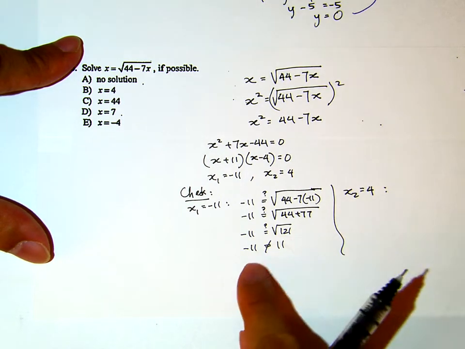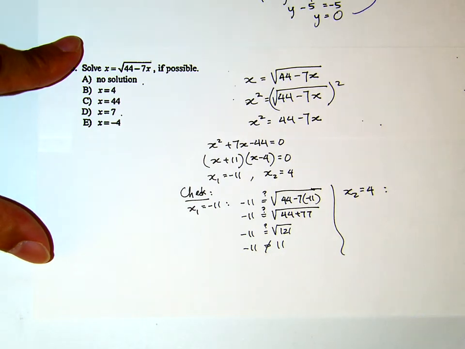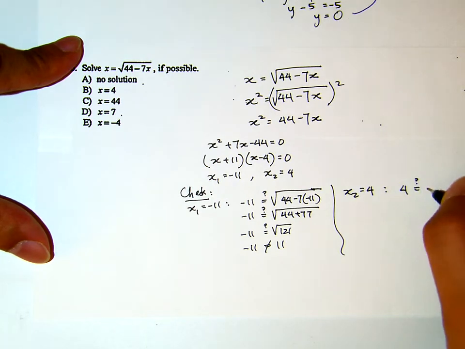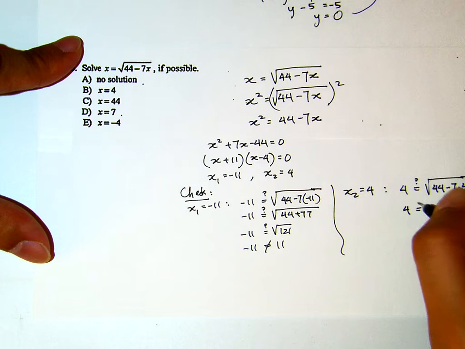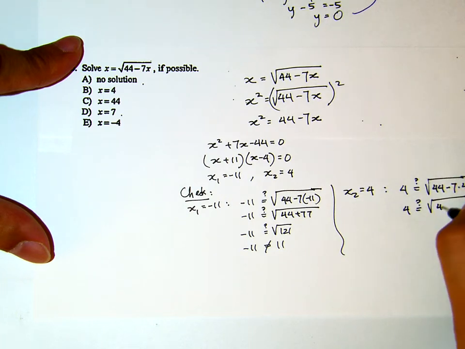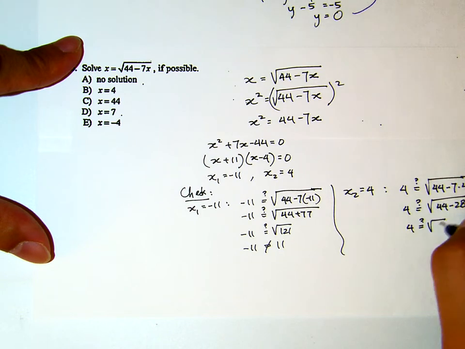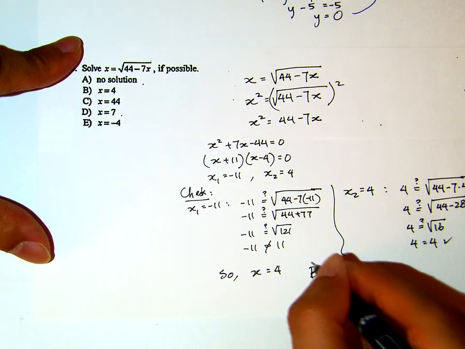Okay, now in this case we know that negative 11 is already taken down, right? But let's see what happens when x equals 4. Is 4 equal to the square root of 44 minus 7 times 4? Is 4 equal to the square root of 44 minus 28? Is 4 equal to the square root of 16? I believe that's correct. Okay, so now we summarize. So x equals 4, which means the answer is B.